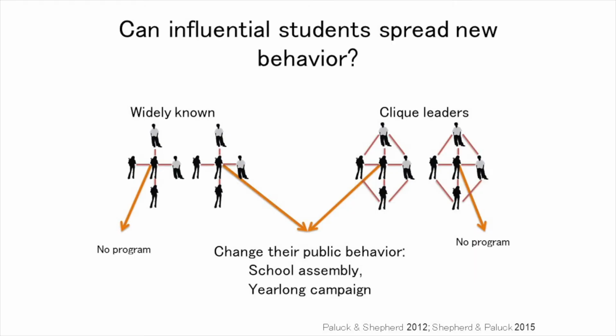And then we randomly assigned half of those students to a program where they stood up on a stage in an assembly program and talked about anti-bullying, anti-peer harassment kinds of behavior that was appropriate for the school that they were in. And the other half of those students were assigned to the control group. So then we could very explicitly assess the effect of having exposure to these influential students who were in the treatment program on other students' behavior throughout the year.